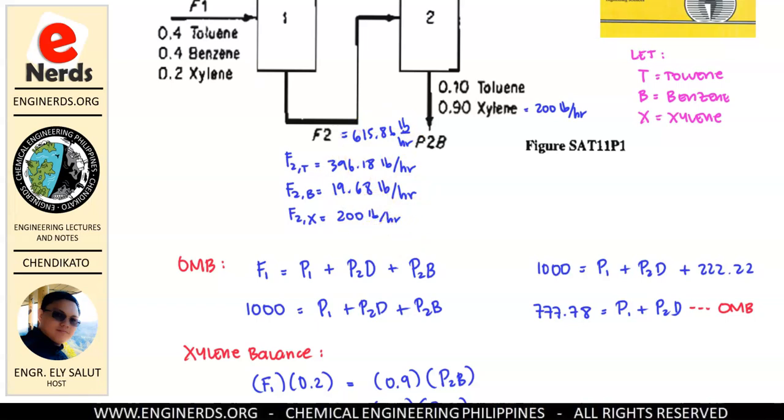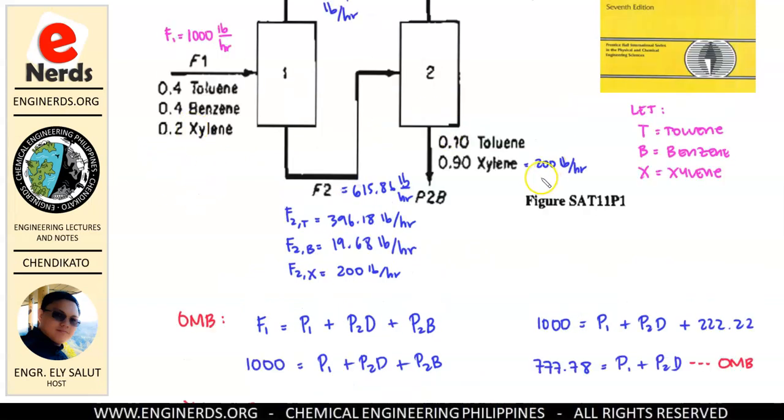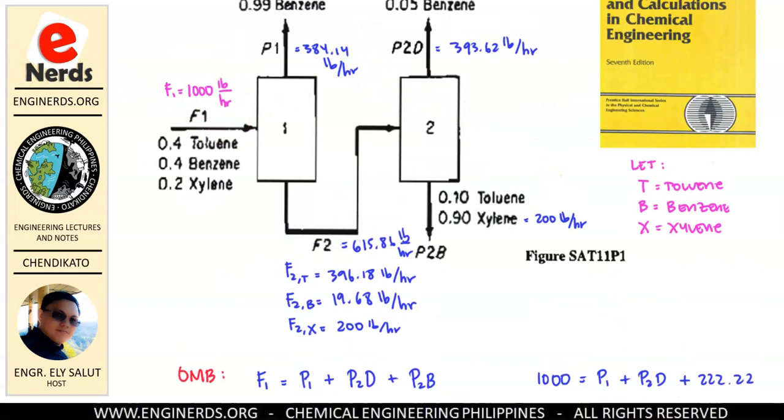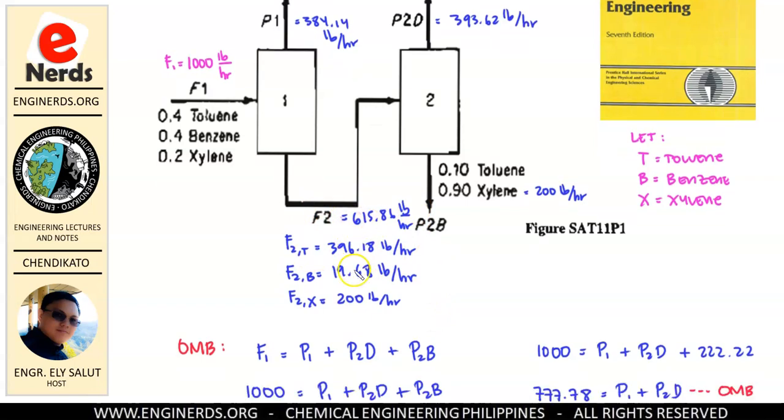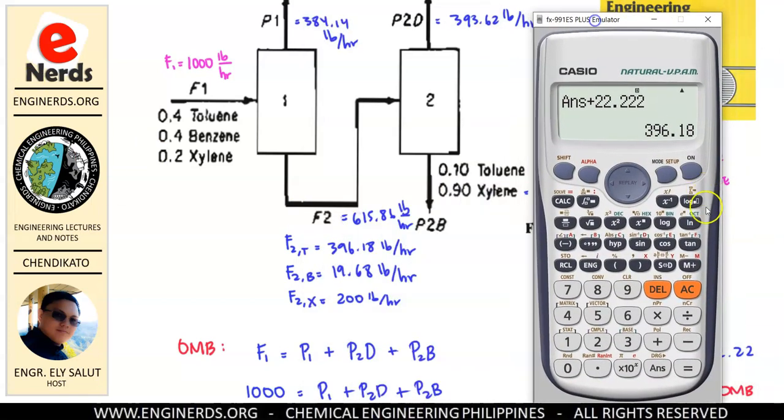So ang kailangan na lang nating makuha dito is how much is it in percent weight, because lahat ng component natin is expressed in percent weight, right? So let us just divide this value sa ating F2, okay? Because this is the total pounds per hour ng ating stream. Okay, so isa-isahin na lang natin. I will not write it anymore. I'm just going to use the calculator. So we have for our Toluene, we have 396.18 divided by 615.86. So we have 0.643.